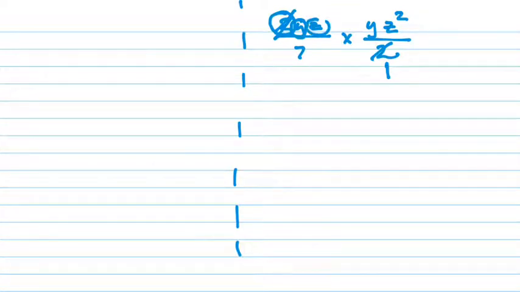Then I have a z in the top. Is there a z in the bottom? No. Go to the next one. There's a y. Is there a y in the bottom? No. There's a z. Is there a z in the bottom? No. So now I'm ready to just multiply how?